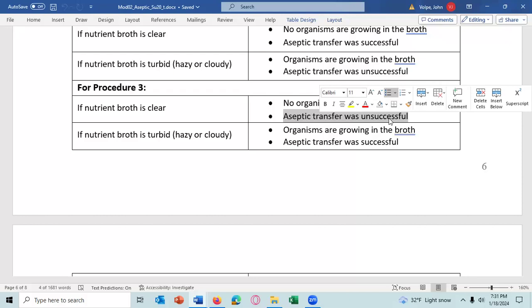Is it because the bacterium is pigmented? Well, yes, but what are you doing with the bacterium?